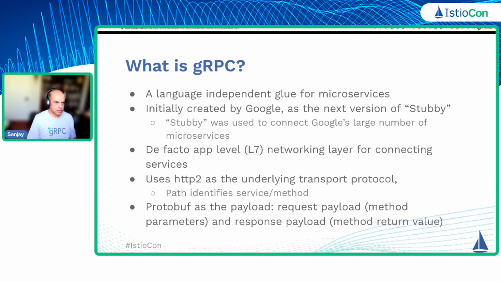gRPC is a popular glue protocol for stitching together your services in a mesh. It is the L7 networking layer that offers language-independent RPC mechanism for connecting services. gRPC uses HTTP2 and Protobuf. Although you can use other serialization frameworks, Protobuf is the most common. Note that Protobuf is a cross-platform, cross-language framework used to serialize structured data. Google developed Protobuf for internal use and then open sourced it.